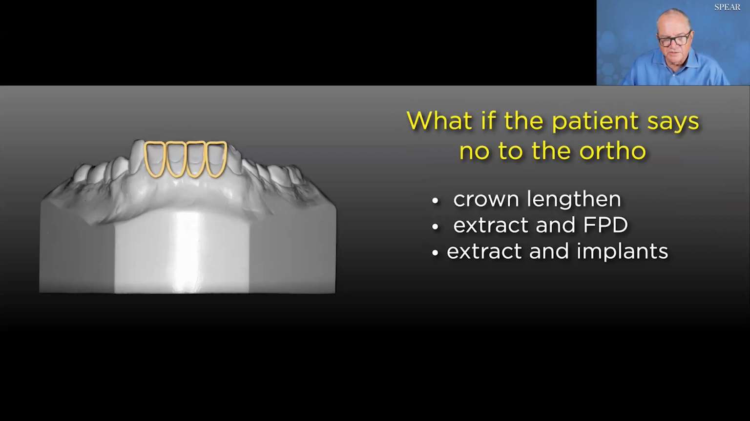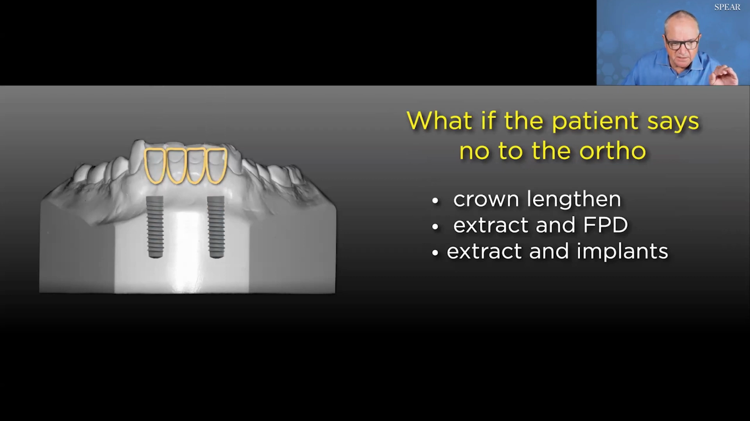And so the trouble with extraction and implants is this. The implants would need to be here. The current bone is there. Whoever does those implants is going to have to take off that much bone. Otherwise, you're going to end up with essentially implants that are over-erupted.